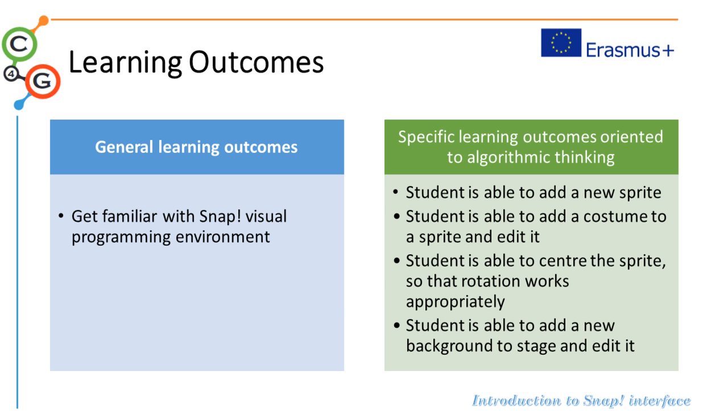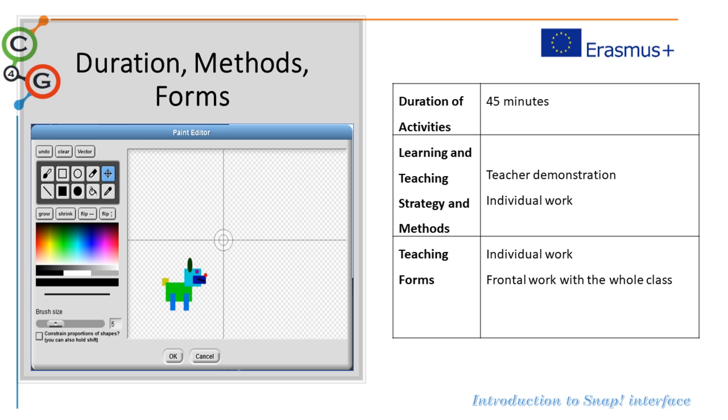In this activity, students will get familiar with Snap Visual Programming environment. So, they will learn how to add a new sprite, a costume, how to center the sprite, and how to add a new background to stage and edit it. The expected duration of this activity is 45 minutes. The students can work individually. The role of the teacher is to help them and to explain the more complex parts.